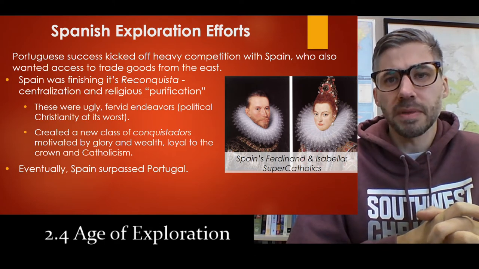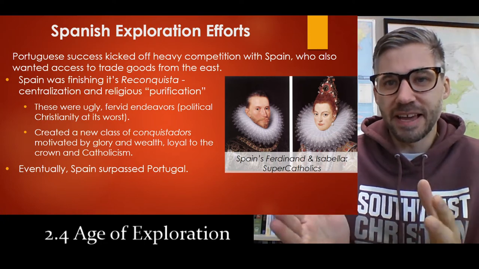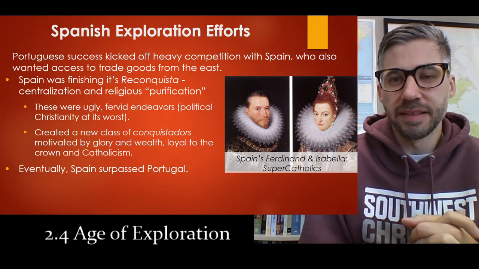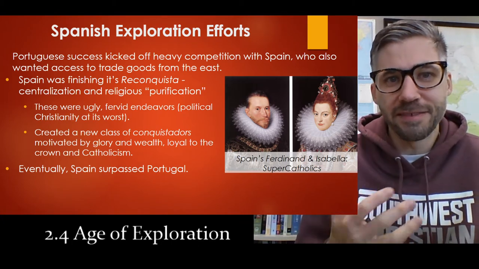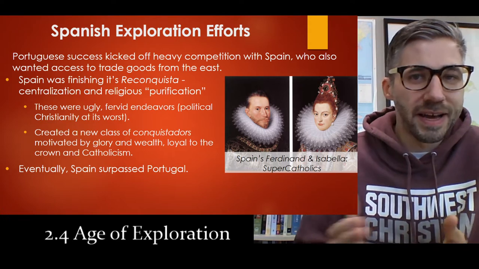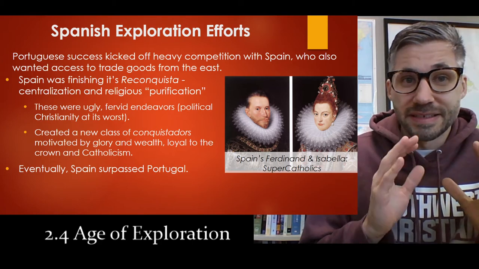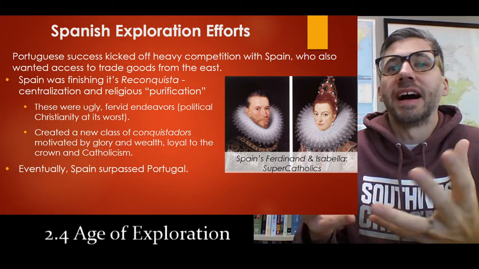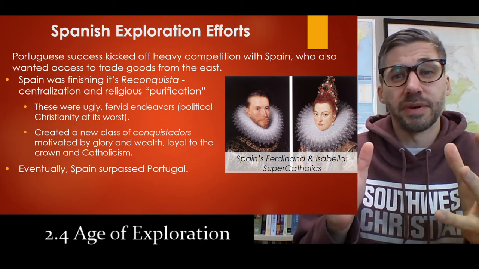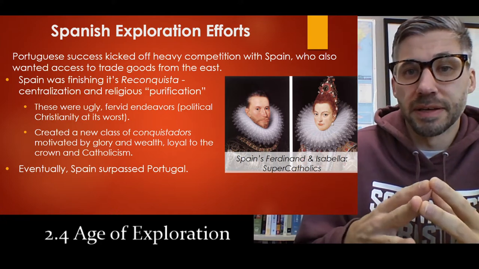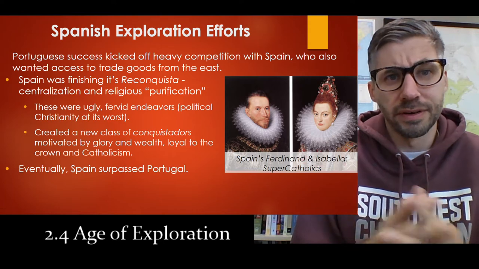Spain, pardon me. Anyway, Spain wants in on this. Spain is a rival nation. They're right there on the Iberian Peninsula with Portugal. Spain has sort of been occupied, let's put it that way. They've been completing this whole other process called the Reconquista. And the Reconquista is a nasty process of the reconquest of Spain, the reconquest meaning conquering the Muslim Moors that had controlled parts of the Iberian Peninsula for a long, long time.